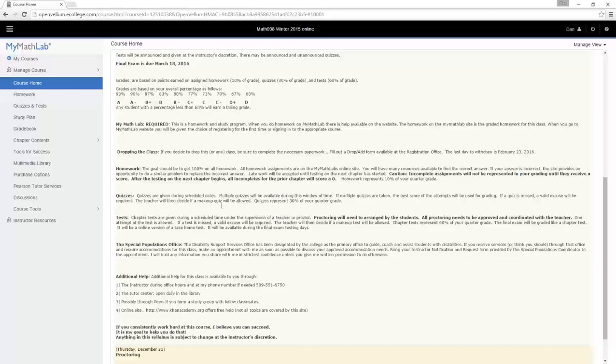The quizzes are during scheduled dates. Multiple quizzes are available during this window of time. If multiple quizzes are taken, which is more than likely the way I've done it in the past, the best score of all the attempts will be used for grading. So if you got 3 attempts, you'll notice when you start a quiz, it'll say you're taking 1 out of 3 or something like that.